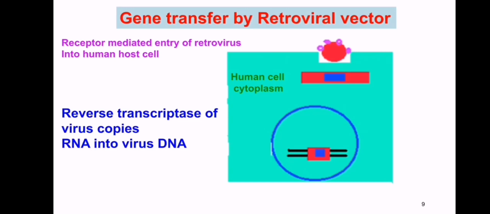The modified RNA sequence with the human cassette, which is the blue colored one, the human healthy gene cassette, is introduced into the cytoplasm, and it has to now enter the nucleus.